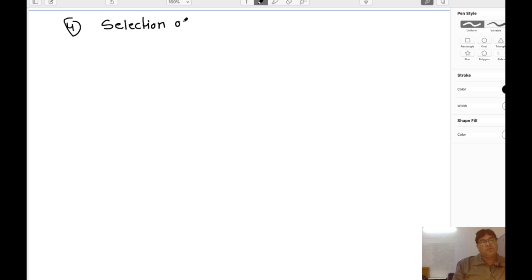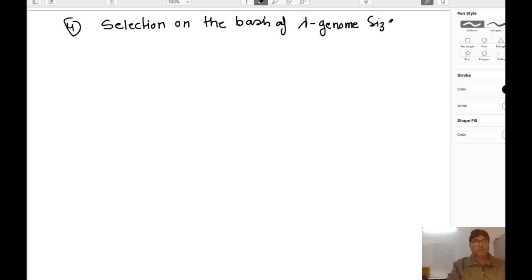Selection on the basis of lambda genome size. All right.